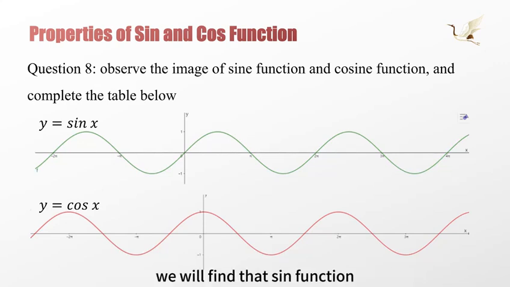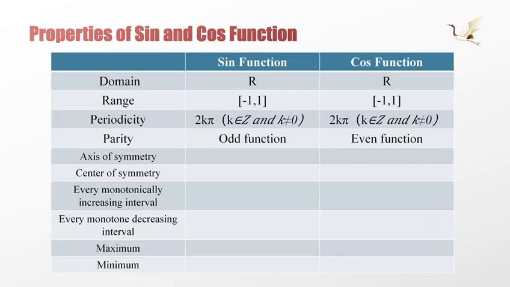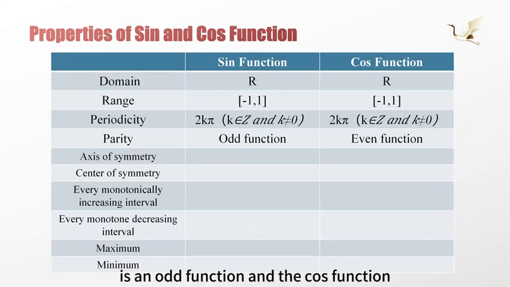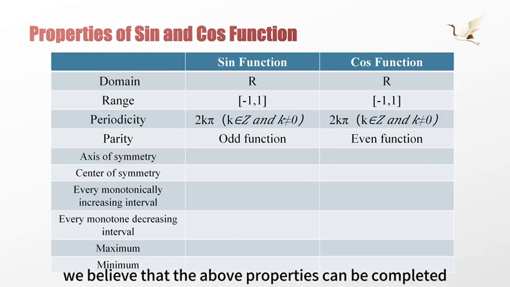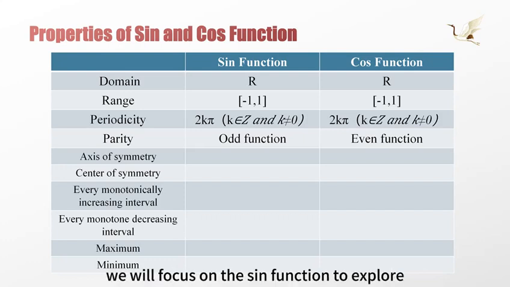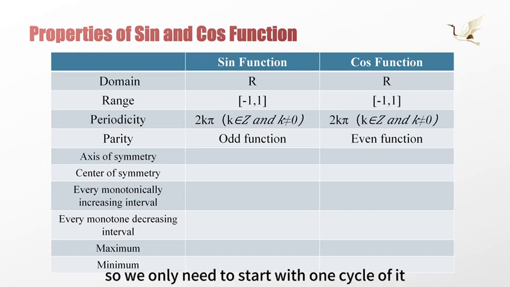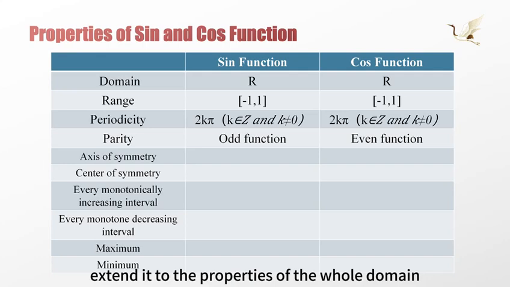Next, we will observe the images of the sine function and cosine function. We will find that the sine function is symmetrical about the origin and the cosine function is symmetrical about the y-axis. It is concluded that the sine function is an odd function and the cosine function is an even function. We believe that the above properties can be completed quickly. The following properties we will explore focusing on the sine function, and learn the properties of the cosine function by analogy. As for the sine function, we just know that it is a periodic function, so we only need to start with one cycle of it, and then extend to the properties of the whole domain.